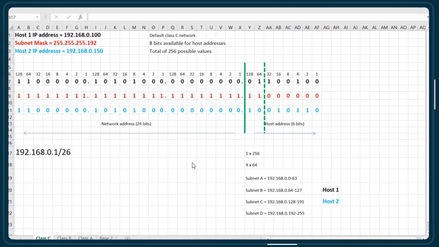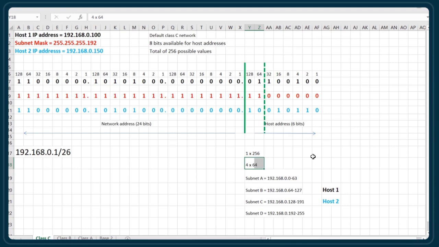But I've already configured the subnet. And you can see here that in this example, I have masked 2 bits, leaving myself 6 bits to address my hosts. So 2 to the 6 is 64. Masking 2 bits gives me 2 to the 2 subnets. So where I used to have one network of 256 addresses, now I have 4 subnets of 64 each.